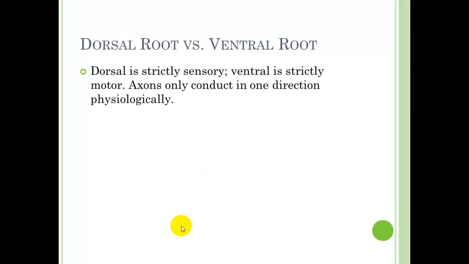Dorsal root versus ventral root. The dorsal is strictly sensory, and the ventral is strictly motor. So on the dorsal horn, what we're going to see is the input, or the sensory input. Is it hot? Is it cold? What's the texture of this? So that all would be sensory input. And then the ventral portion is going to be motor. It is hot. Please move your arm. That would be a reflexive action. Dorsal is sensory, and ventral is motor.